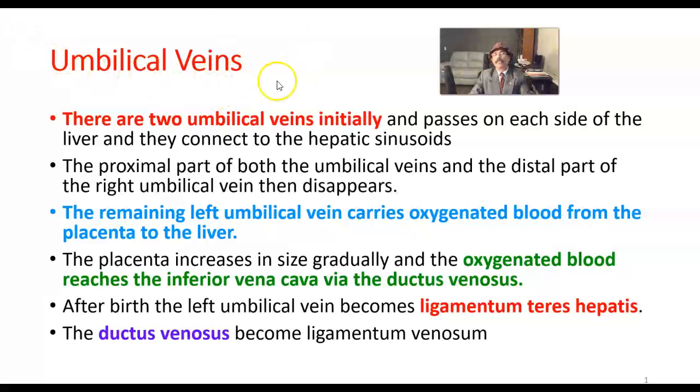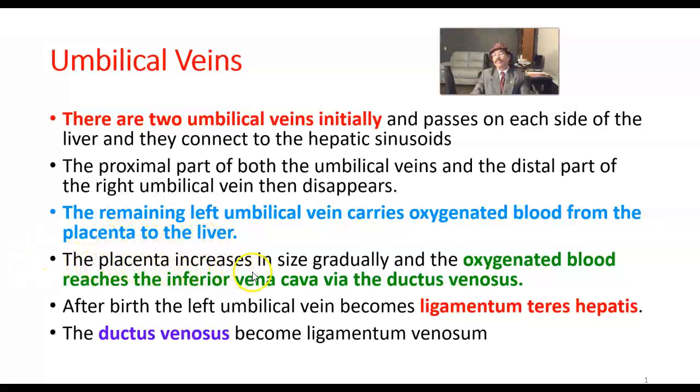There are two umbilical veins initially and they pass on each side of the liver and connect to the hepatic sinusoids. The proximal part of both the umbilical veins, that means the left and right umbilical veins, and the distal part of the right umbilical vein then disappear. So what is remaining? That is the left umbilical vein. The remaining left umbilical vein carries oxygenated blood from the placenta to the liver.